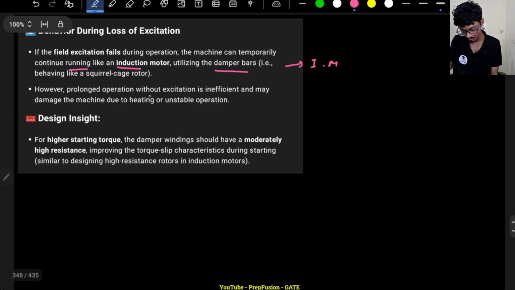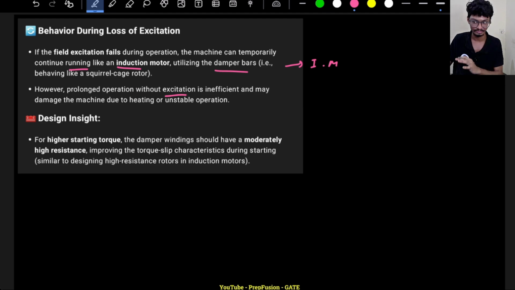However, prolonged operation without excitation is inefficient. Efficiency will not be good, because I have constructed my machine keeping in mind that it's a synchronous machine, not an induction machine, right? So that is the problem, and that may damage the machine due to heating or unstable operation. Okay, so longer duration of operation is not suited, but for shorter durations it is totally fine, we can use it. Okay, so for higher starting torque, damper windings should have moderately high resistance. Already explained the reasoning behind why it should have high resistance.